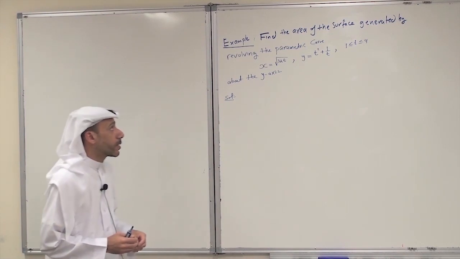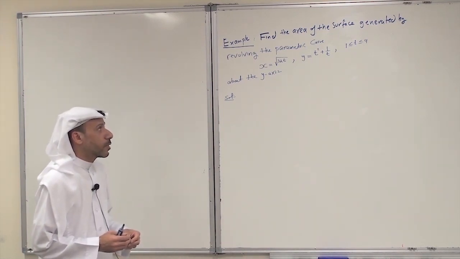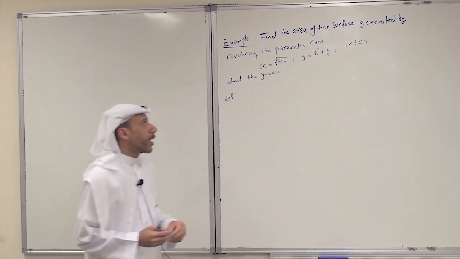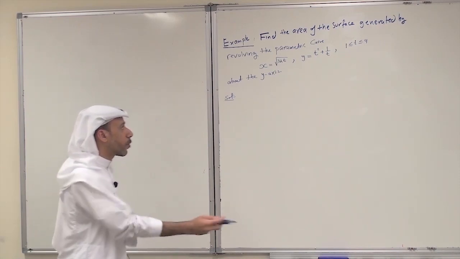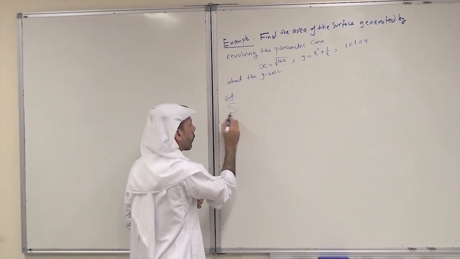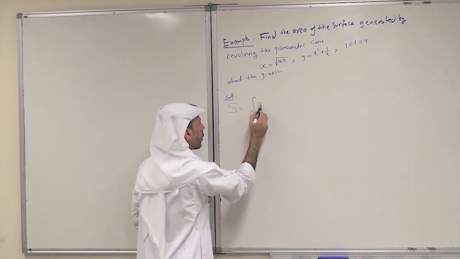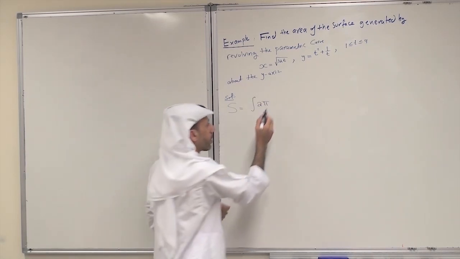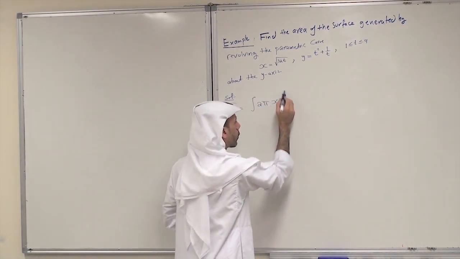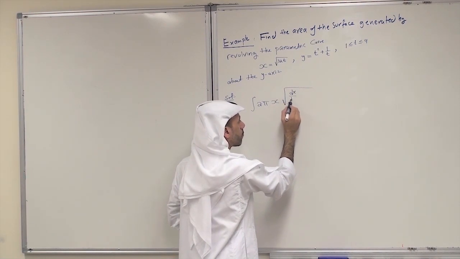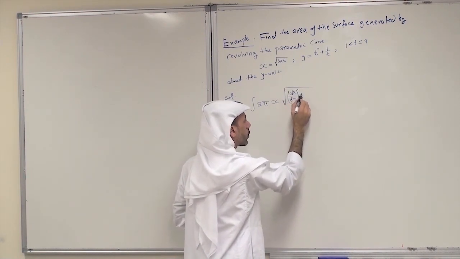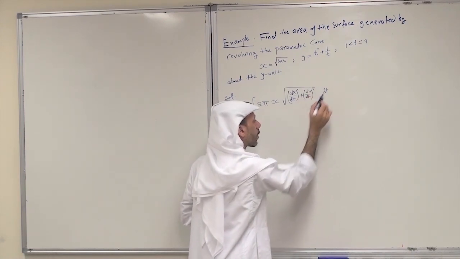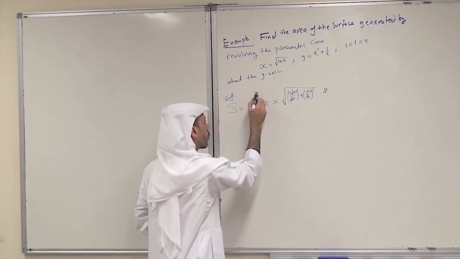Let's consider the following example. Find the area of the surface generated by revolving the parametric curve about the y-axis. Again, we apply the formula directly. The formula is given as follows: integral of 2 pi. We are revolving about the y-axis, so we have to multiply by x. And this is the square root of (dx/dt)² plus (dy/dt)² dt over the interval from 1 to 4.